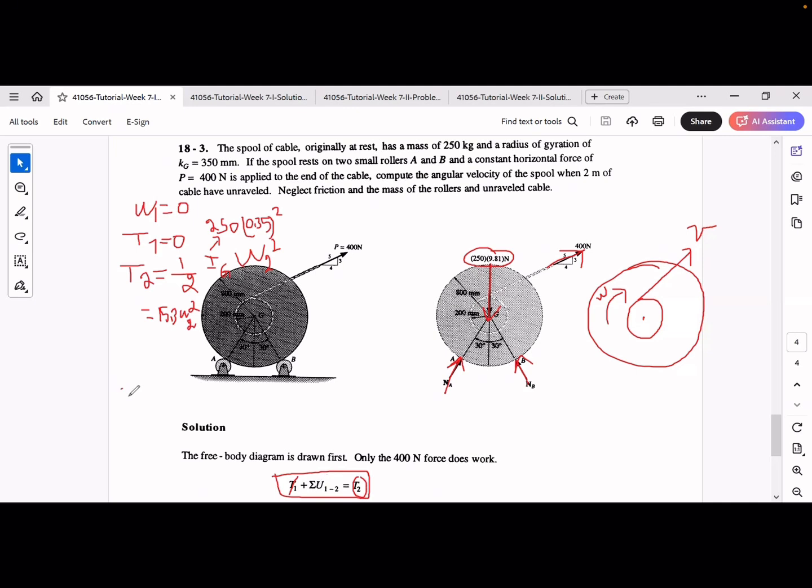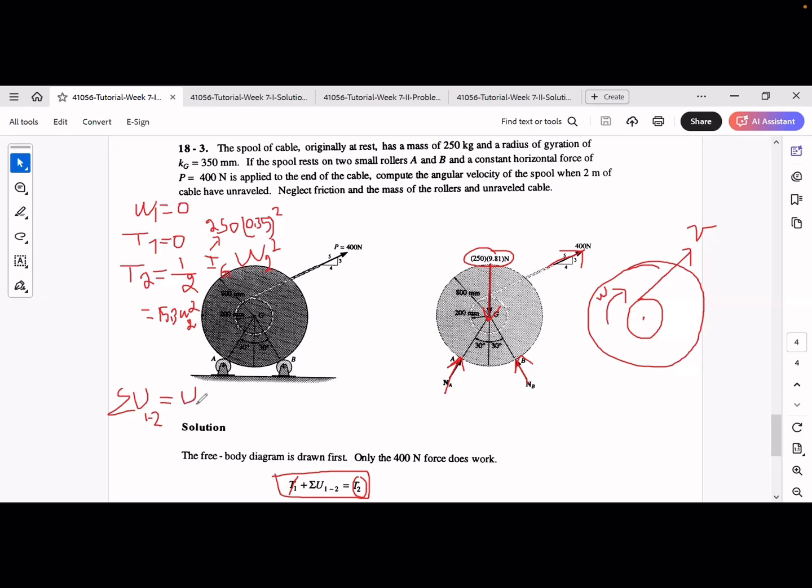Now I need some work. So, the sum of work done from 1 to 2. What work do I have? Where is the work happening? Which forces? I always think like this: for work, there must be a force involved. So it's either the weight, notice in the previous question it was weight, and moment. Yeah. The 400 newtons pulling on the cable.